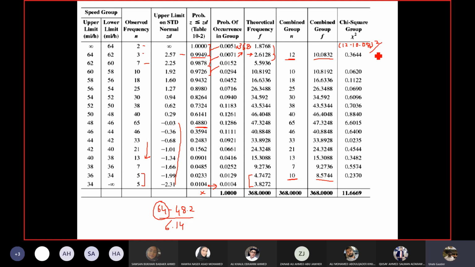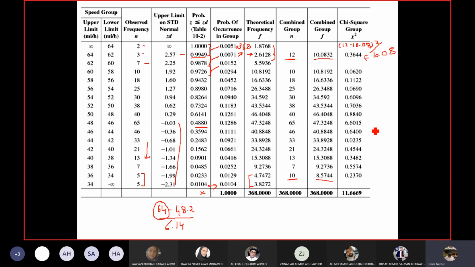Divide by 10.08. I'm just trying to explain it. Otherwise, you take the complete number with all the decimal places. This will give you 3.3644. Then for the second one, you will do 10 minus 10.8192 square divided by 10.8192. So you will do this for each group.